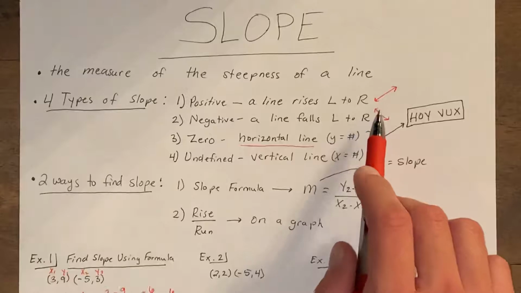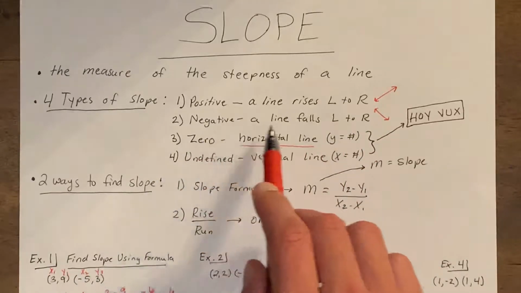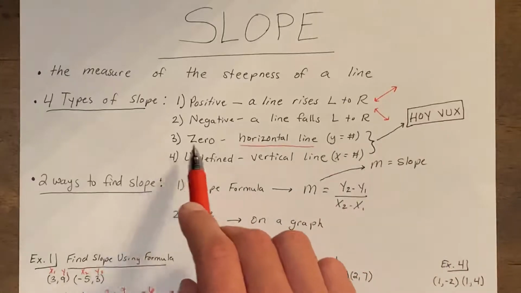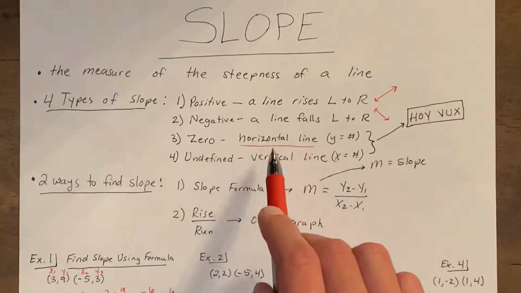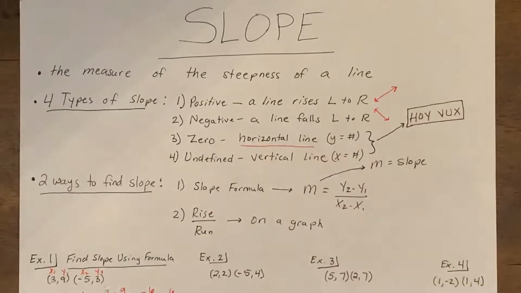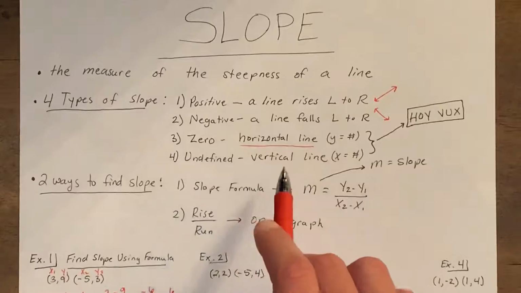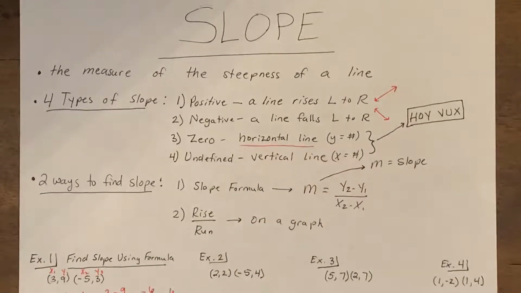We're going uphill. A negative slope would be a line that falls from left to right, so we're going downhill. The third would be zero slope. The zero slope is just a horizontal line. So it's a flat line, there is no slope, so we call it a zero slope. The fourth is undefined, and that's a vertical line, so it's straight up and down. There's no way for us to determine how steep that line is because it's straight up and down, so we call it undefined.